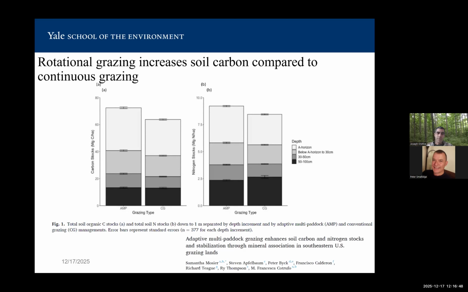And they looked at carbon stocks, total carbon stocks of those systems. And you can see the rotational grazing had a greater total carbon at different depths, and you can see the shading there shows the different depths. So A horizon, below the A horizon.